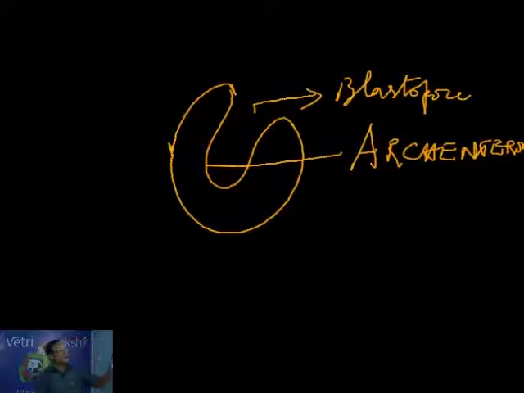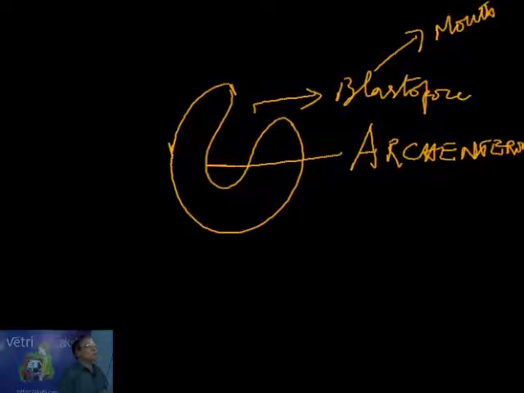Now based on the fate of the blastopore only, we have the two groups. One is called protostomia, another one deuterostomia. Now in the case of protostomes, during development, the blastopore gets converted into the mouth. So the mouth is developed only from the blastopore. As the mouth is formed first, the group is called protostoma or protostomia. The animals are called protostomes.